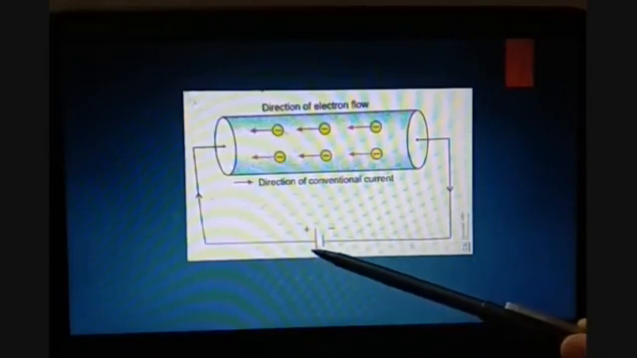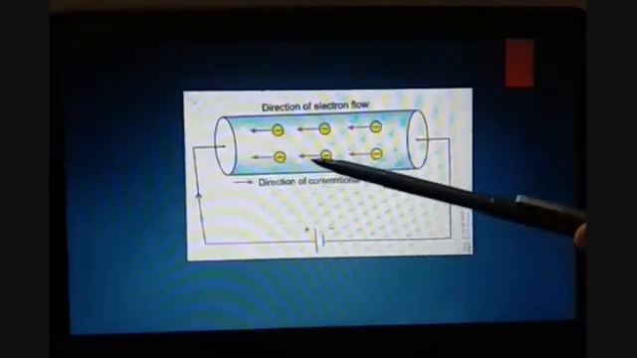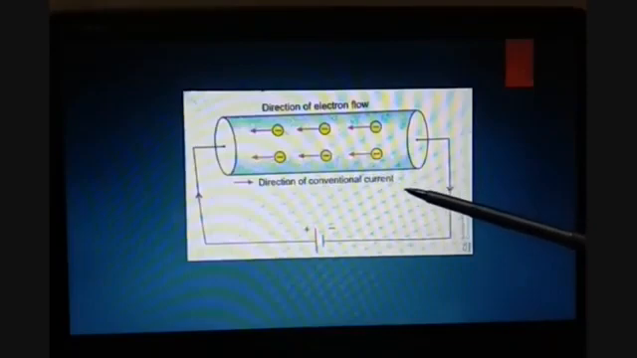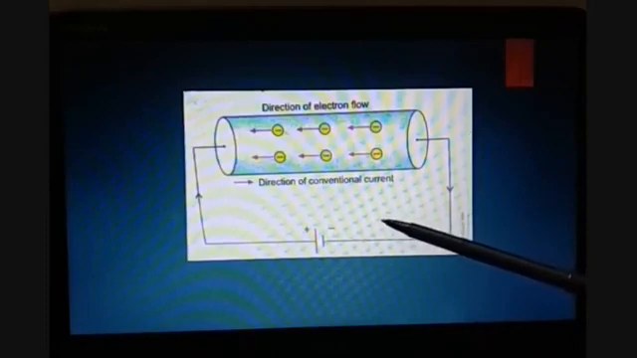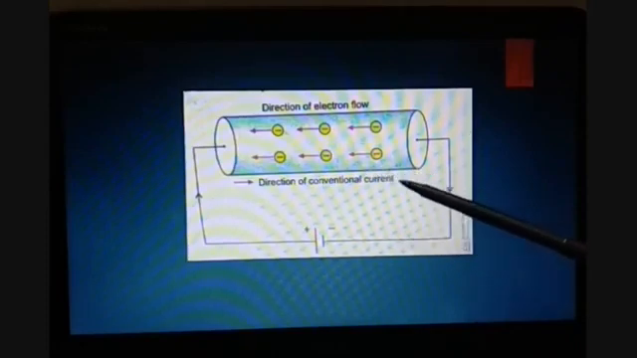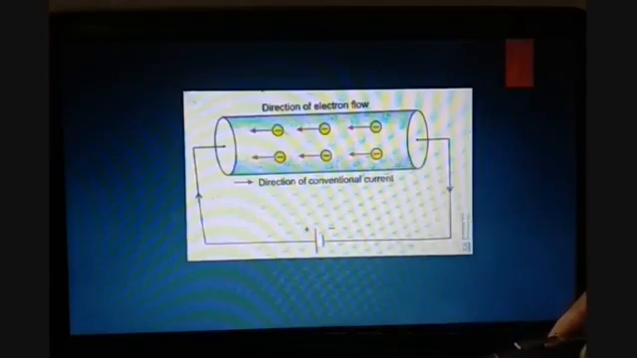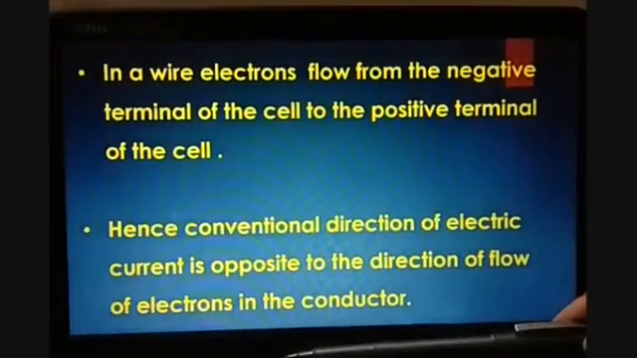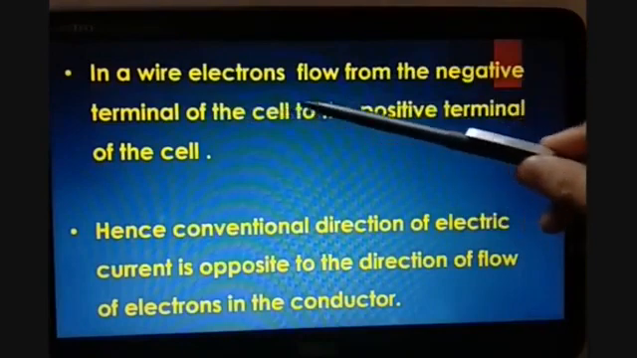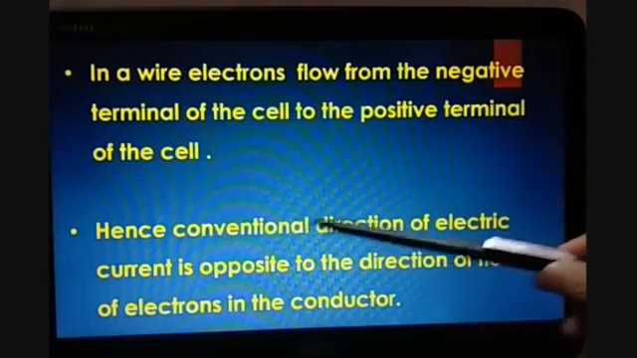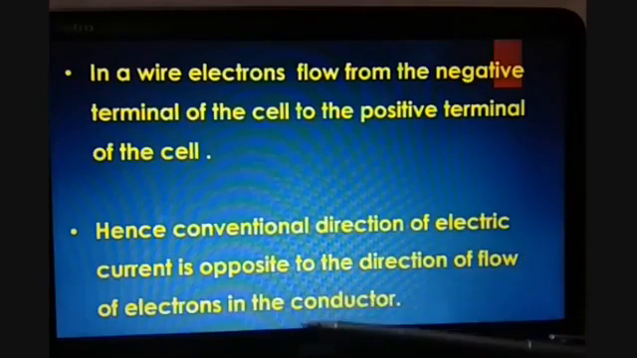So the direction of electrons is from negative to positive, but the direction of conventional current is from positive to negative. So you can always remember that the direction of current is always opposite to the direction of electrons. So in a wire, electrons flow from the negative terminal of the cell to the positive terminal, and hence the conventional direction of electric current is opposite to the direction of flow of electrons in the conductor.